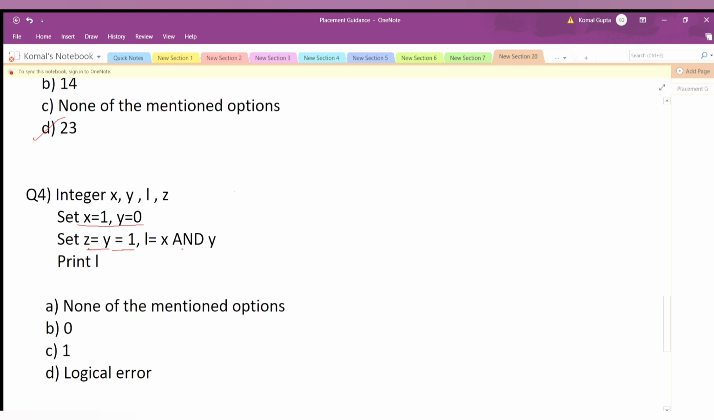In the question it will be mentioned what this AND is doing. This AND is a logical operator, that if both the variables are 1, then it will be true. If one of the variables is 0, it will return 0. So the value of x is 1 and here the value of y has been updated to 1. So the value of y is also 1. So both the variables are 1. So what will it return? It will return 1. So the value of L will be 1. So our option will be C.